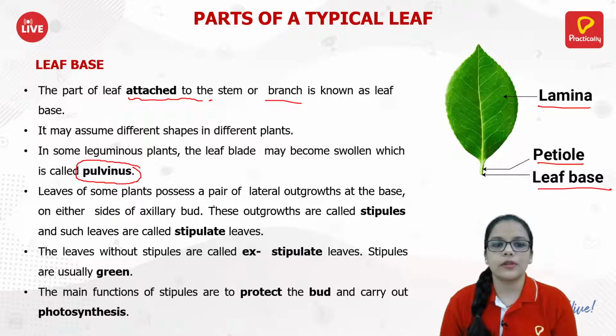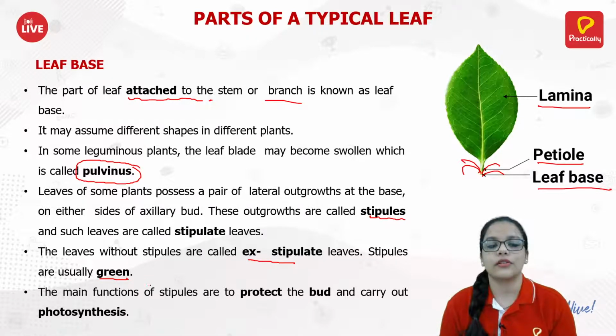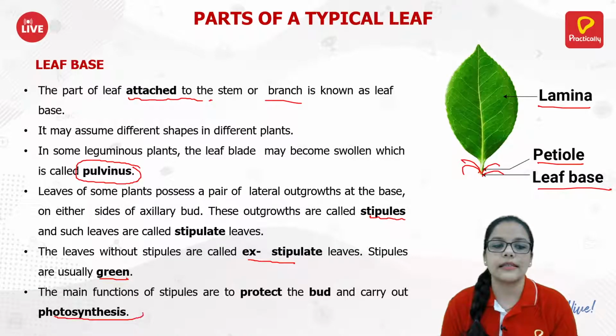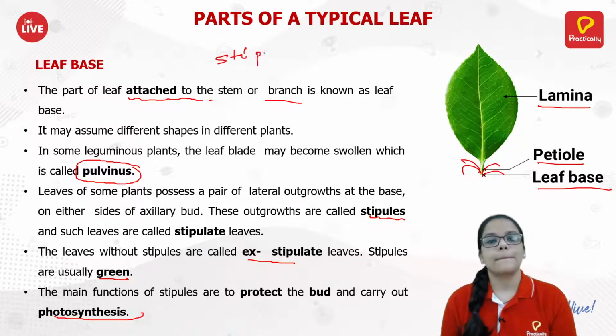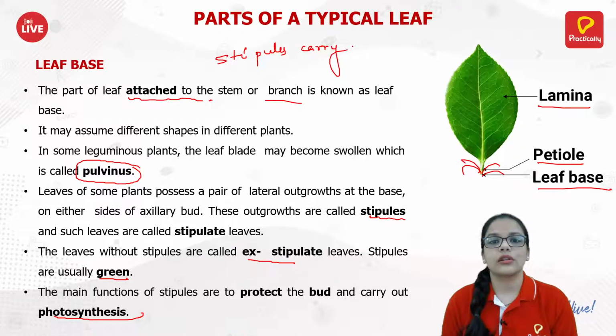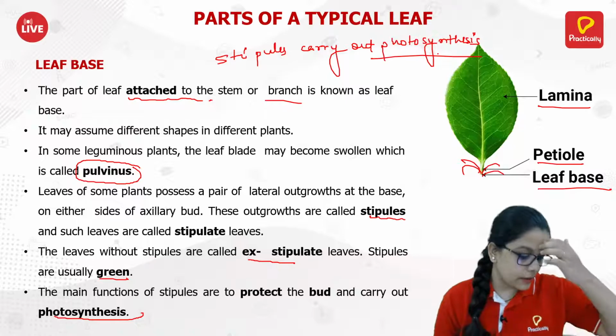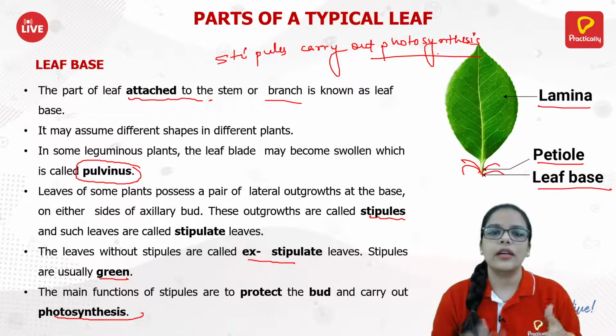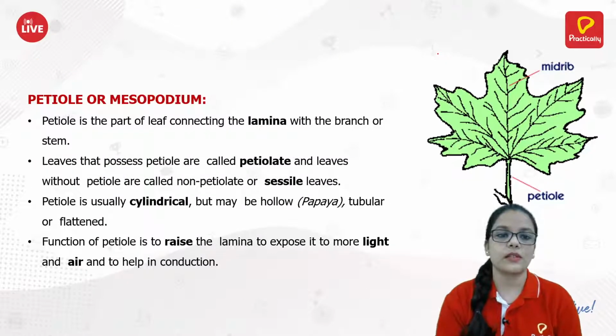Okay, in some plants they have lateral outgrowths. Okay, that is known as stipules. They have outgrowths like this. Those are known as stipules. Now, leaves without stipules are called exstipulate, and usually stipules are green in color. The main function of stipules is to carry out photosynthesis. Okay, so mostly the plants do not have stipules. If they have, they carry out photosynthesis. Now petiole.